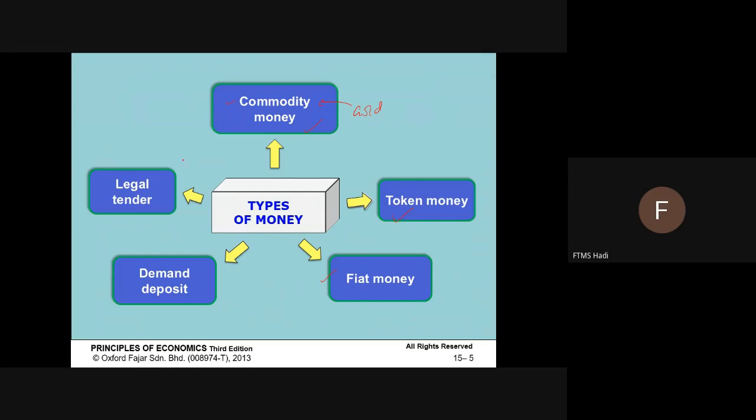Okay, and then legal tender. Legal tender is about contractual money agreement. For example, if a company has a project awarded by tender from the government, the contract itself has a value of money. And the last one, demand deposit. That means money deposited into a bank account, either savings account or current account or fixed deposit and so on.